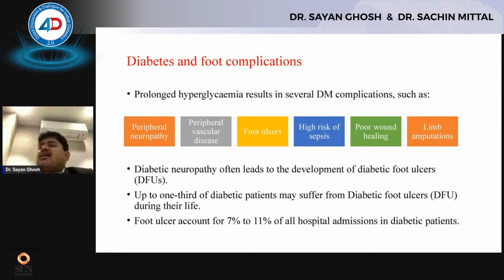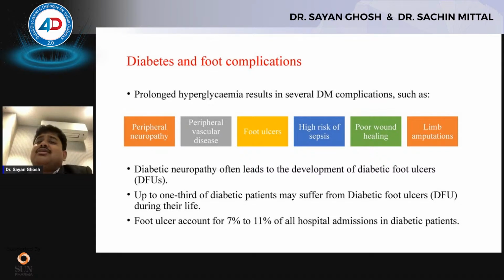Foot ulcers account for 7 to 11% of all hospital admissions in diabetic patients. Even a diabetic patient can die due to his or her foot only. That is a very depressing situation. Even the cardiac cause of death or the renal cause of death is the most common cause of death in diabetes. Still, deaths due to diabetic foot ulcers are rising day by day because of a lack of proper awareness regarding diabetic foot care.